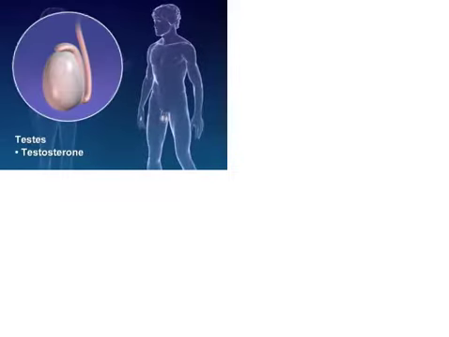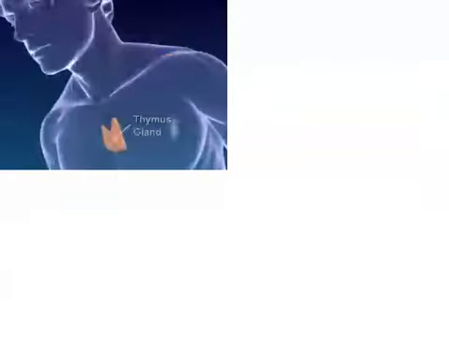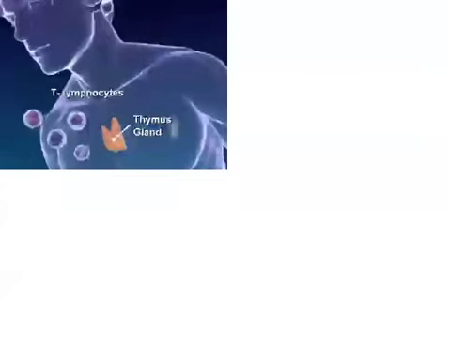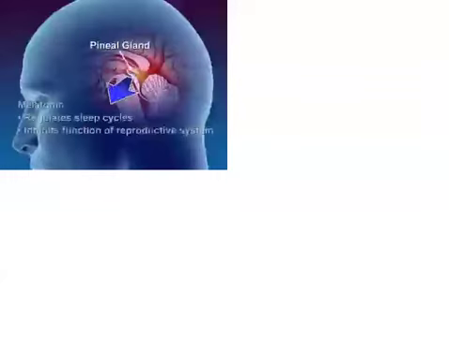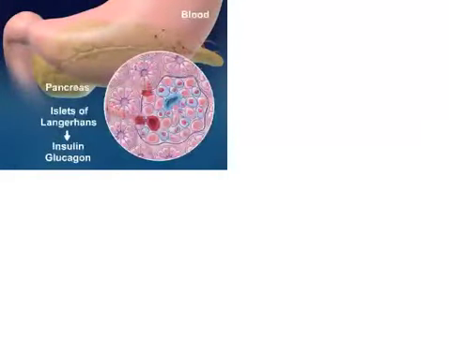Testes produce testosterone. Ovaries produce estrogen and progesterone, hormones necessary for development of reproductive systems and secondary sex characteristics. Thymosin is necessary for the development of T lymphocytes. Melatonin regulates the body's wake and sleep cycles and inhibits the function of the reproductive system. Serotonin acts as a neurotransmitter and vasoconstrictor. Islets of Langerhans produce insulin and glucagon that regulate the blood glucose level essential for energy.